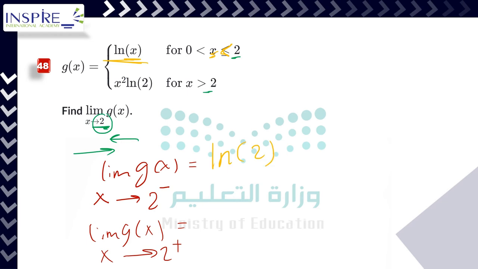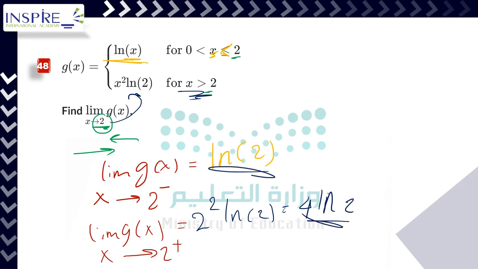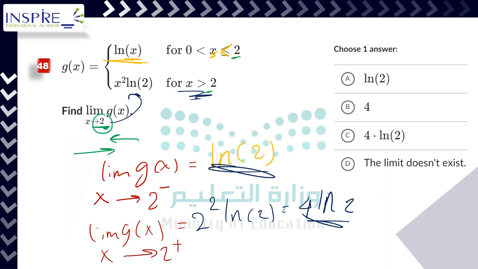Let's check the second part, where the numbers are bigger than 2. These are the numbers from the right side. All you need to do is plug into this function. So it will be 2 power 2 ln 2. It means 4 ln 2. Here's the question: are they equal? No, they are not equal. They are different. So the limit doesn't exist.